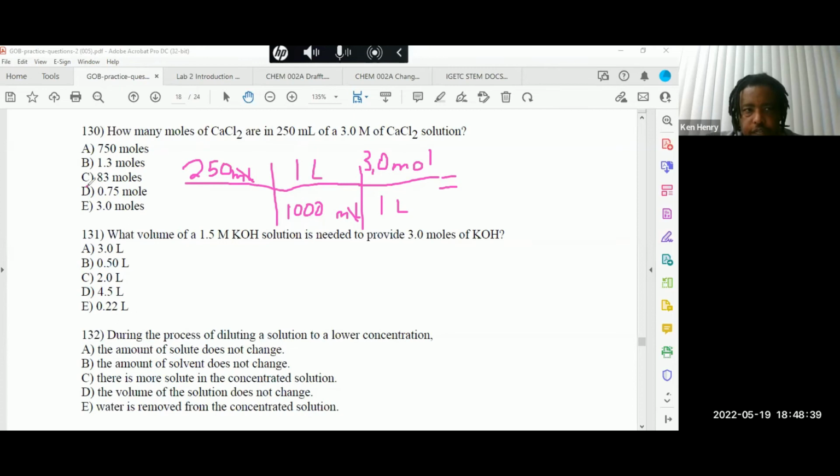So I believe it's D as a donkey. Okay. Check my math. Yeah, that's what I got. Okay.